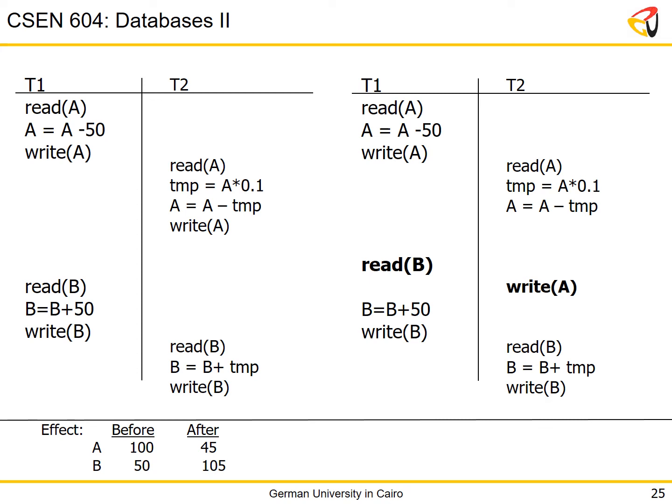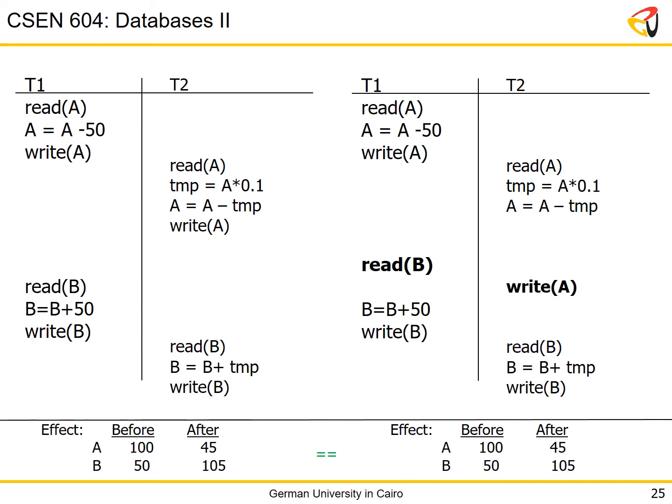As you see here, the context switch is happening in a different place. I start with T1, I read A, subtract the 50, write A back, and a context switch happens, I read A, calculate the 10%, subtract the 10% from A, context switch happens, I read B, context switch happens, I write A, because now I'm running T2, context switch happens again, I add 50 to B, write B, context switch happens one more time, I read B, context switch now to T2, I read B, and I execute B equal to B plus temp, and then I write B.